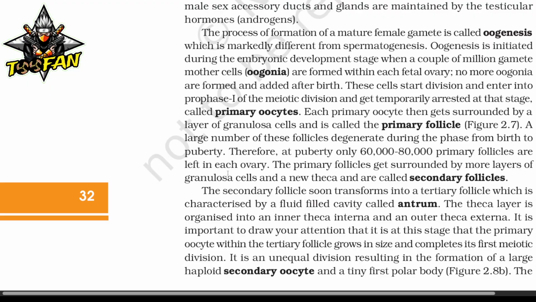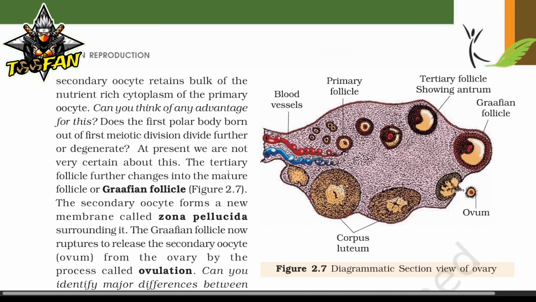It is an unequal division resulting in the formation of a large haploid secondary oocyte and a tiny first polar body. The secondary oocyte retains the bulk of the nutrient-rich cytoplasm of the primary oocyte.